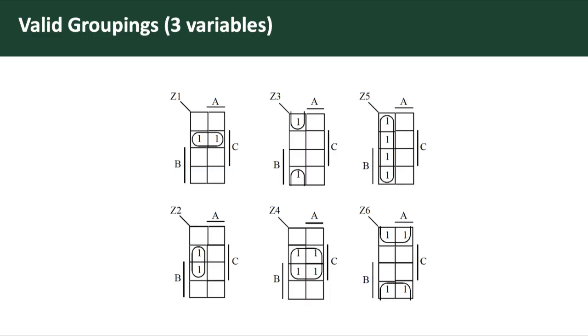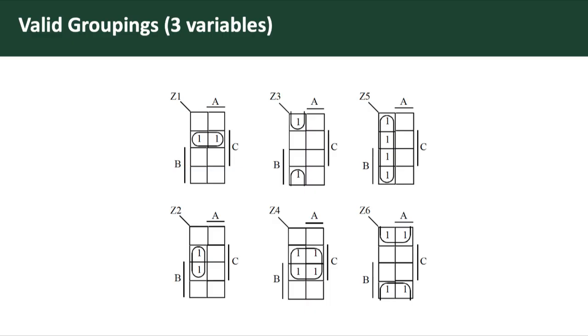Even though they appear separated visually, the leftmost column, BC equals 0,0, and rightmost column, BC equals 1,0, differ only in variable B. So these are adjacent, and this is a completely valid group. The wraparound examples are the ones students most frequently miss in exams.